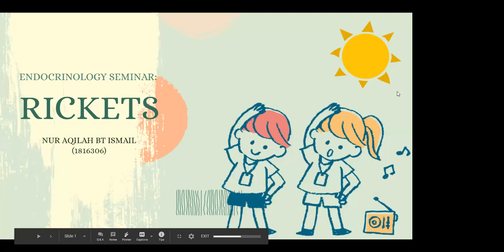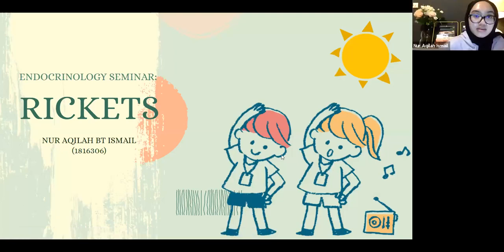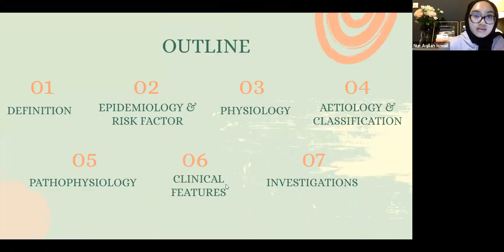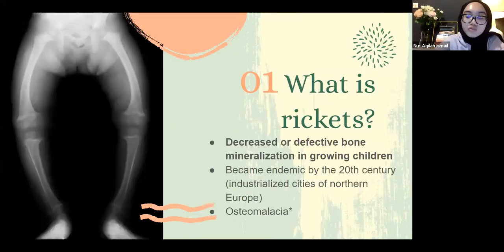Okay, my name is Kila binti Ismail. Now I'm going to continue with my presentation on rickets. So this is my presentation outline. We're going to start with definition and end with investigations. First of all, we have to know what rickets is. Rickets is defined as decreased or defective bone mineralization in growing children, when the epiphyseal plate is still open.